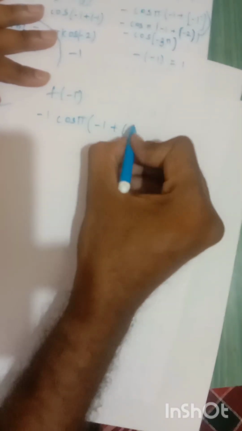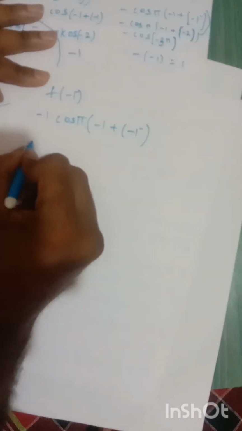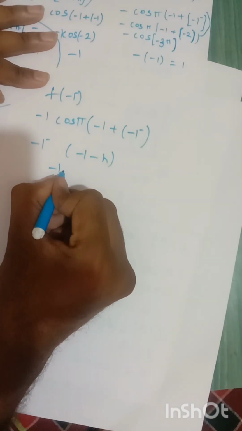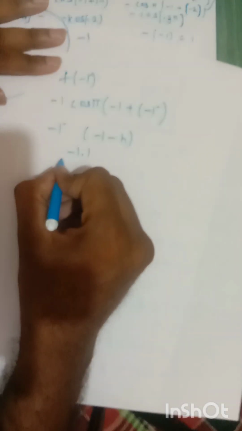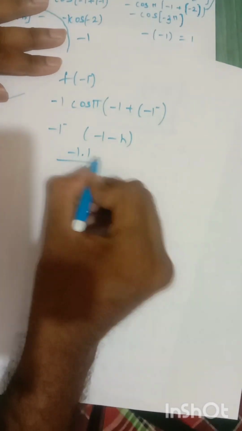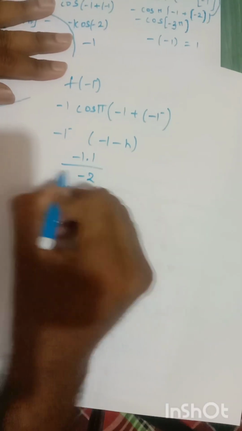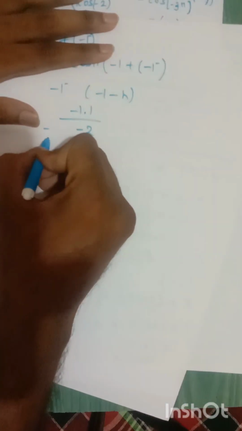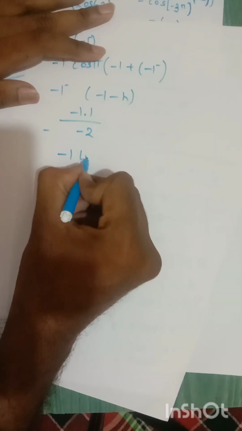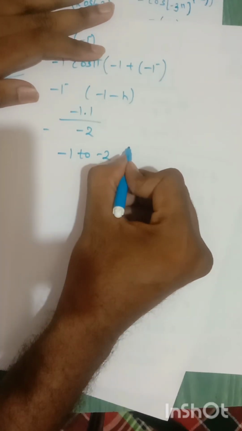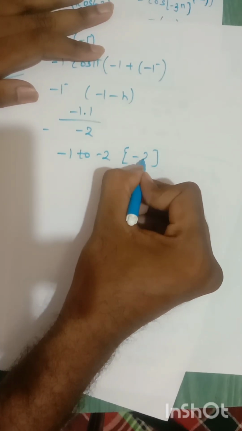f of minus 1 minus. So it will be minus 1 cos pi into minus 1 plus the greatest integer of minus 1 minus. What is minus 1 minus? Minus 1 minus h, that will be minus 1.1 we can take. So if you take minus 1.1, the greatest integer value will be minus 2, because from minus 1 to minus 2 the greatest integer function will be minus 2 only.